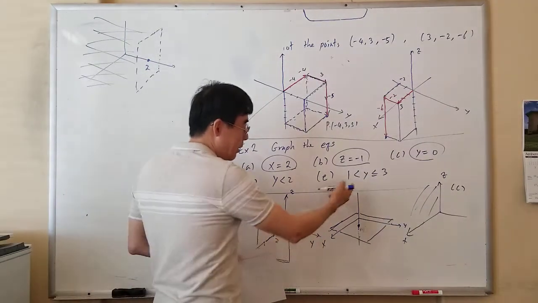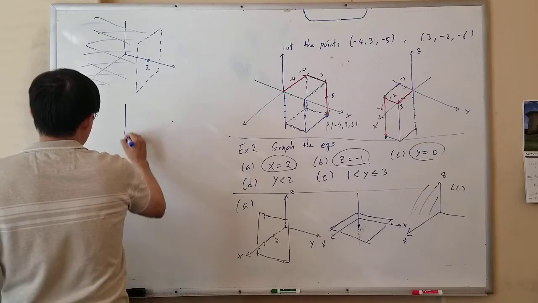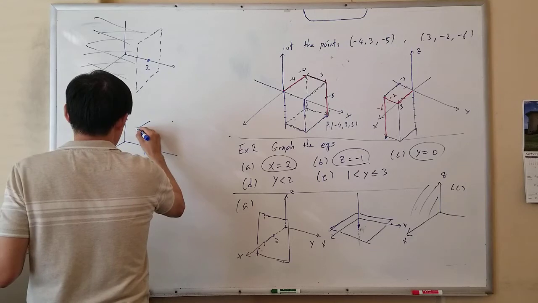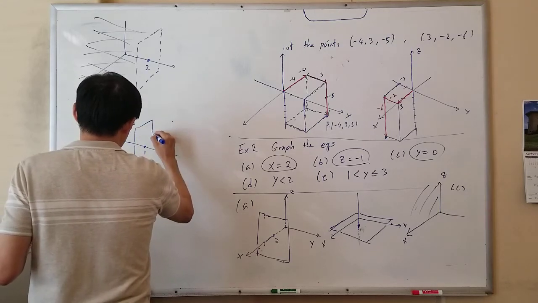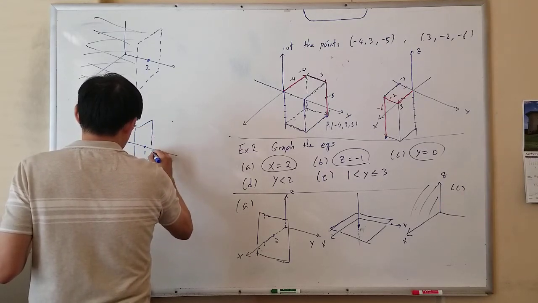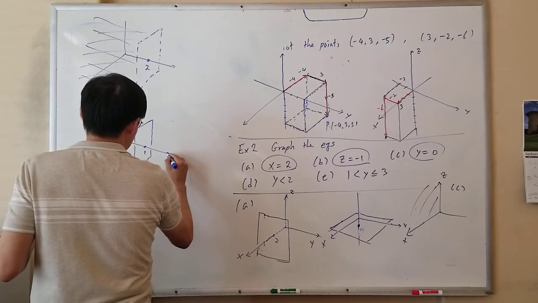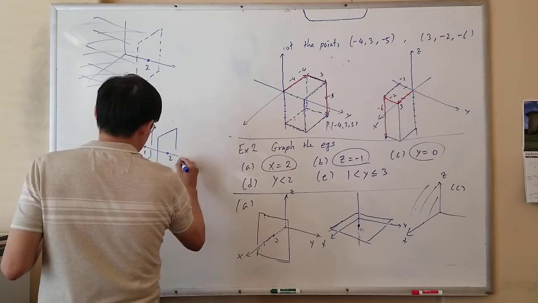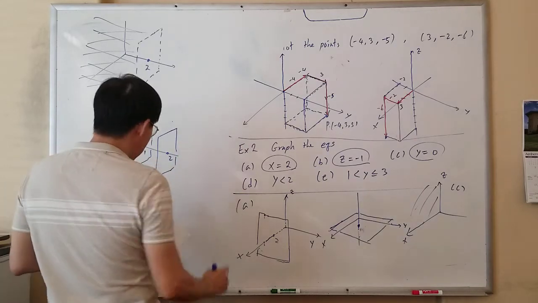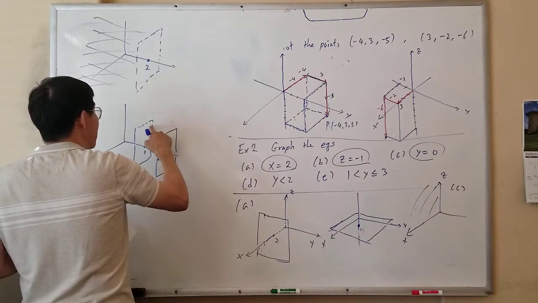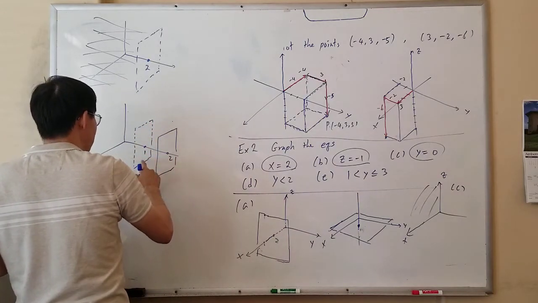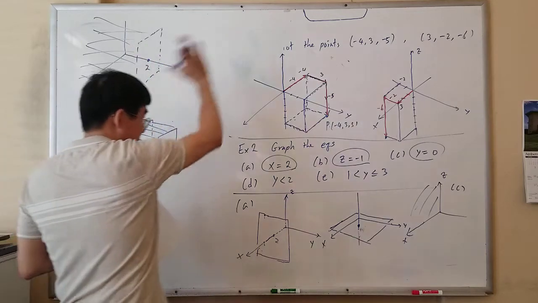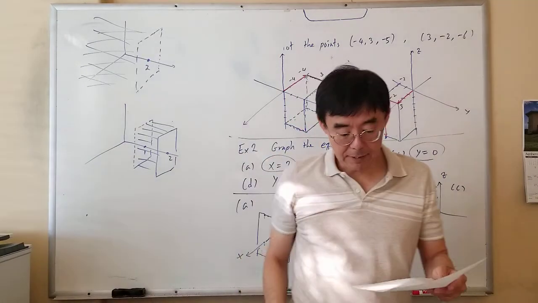What about this inequality, between 1 and 3? Let's say 1 here, and let's say 2 is here. Two parallel planes, right? Including 3, not including this plane. Everything in between, right? Everything in between. Of course, this one extends in every direction. Okay, that would be the reason.